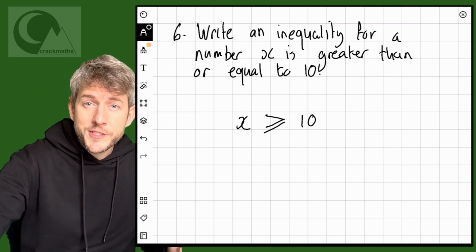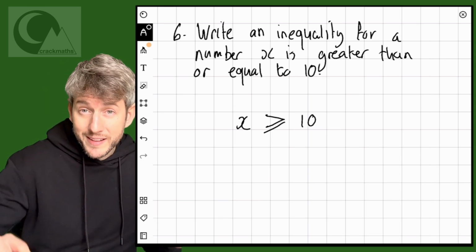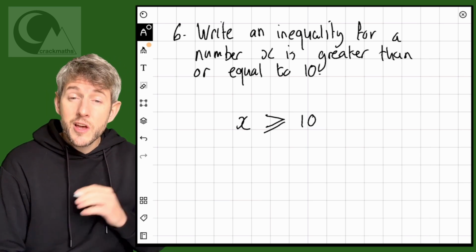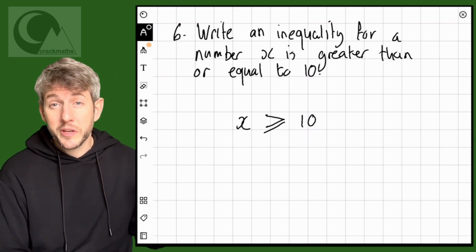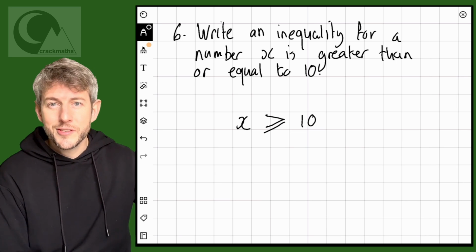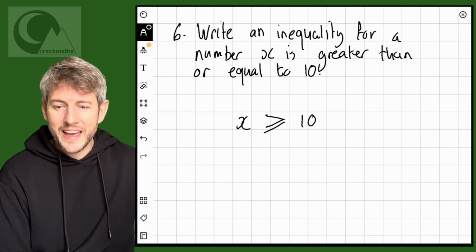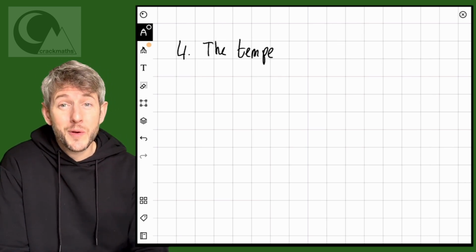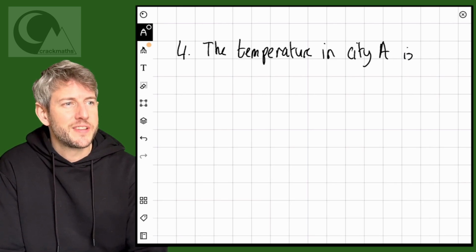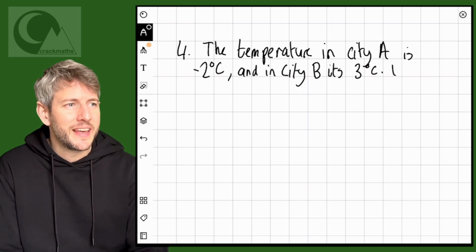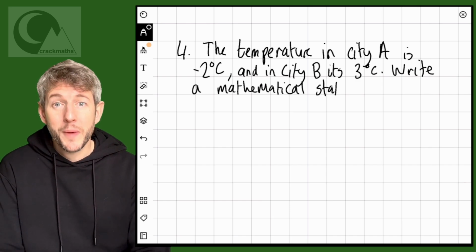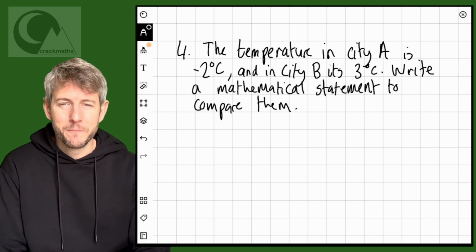You'll notice on the site we've got a collection of practice questions and scenario questions. Now we've done a couple of those practice questions, I'm just going to jump over and do a couple of the scenario questions, just to see if we can do this when they're in a bit more context. Question 4 says, the temperature in city A is -2 degrees Celsius and in city B it's 3 degrees. Write a mathematical statement to compare them.